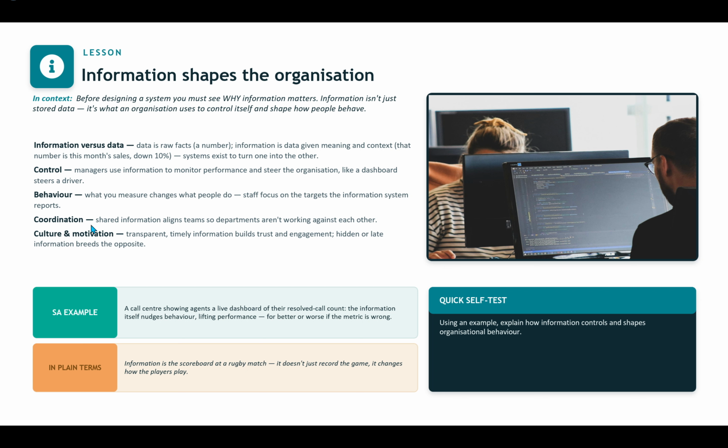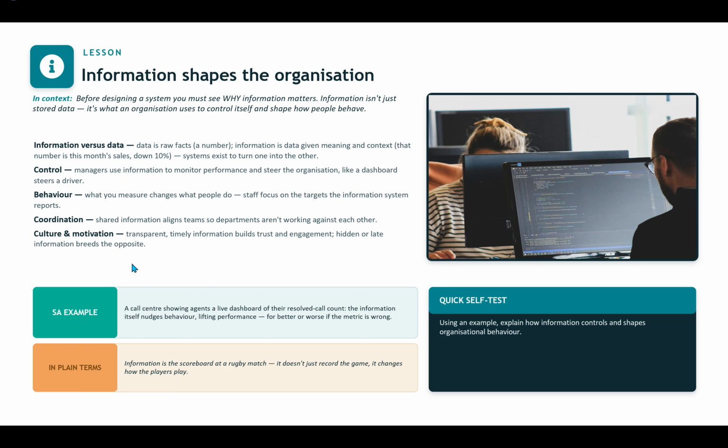Now, when we talk about control, we talk about managers who use information to monitor performance and steer the organization, like a dashboard steers the driver. Behavior then is what you measure changes that people do. So, for example, staff focus on the targets the information system reports. So once you are able to see what people are doing, you are able to actually take action upon that. That then changes the behavior on how you do your marketing, your reporting, and so forth.